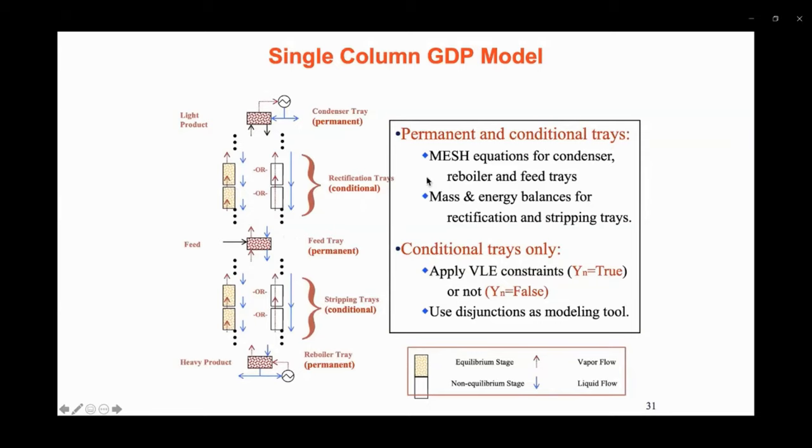The way we write the model here for the permanent and conditional trays, we write the MESH equations: material, energy, sum, and enthalpy equations. Also, for the non-existing potential trays, we write the mass and energy balances. But for the conditional trays, the ones that may or may not exist in the solution, we state that if the tray exists, we apply vapor-liquid equilibrium constraints. If it's not, then we just disregard. It acts like a bypass where nothing is happening. So that's one way you can model the selection of trays in the distillation column with GDP.